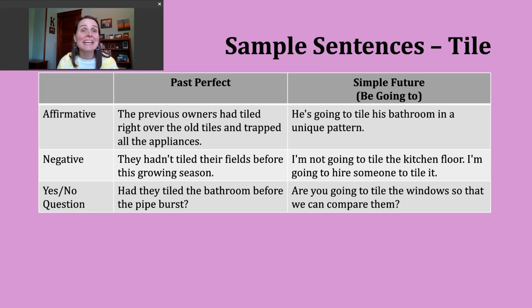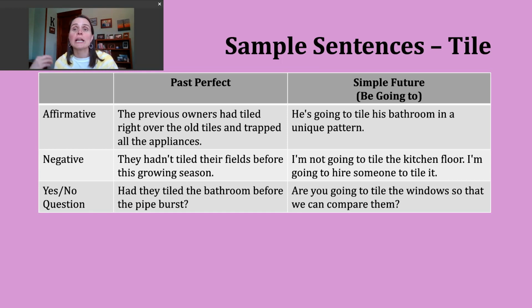Finally, let's look at making a yes or no question in the past perfect. To do this, start with had, then you're going to use your subject, and then the participle form of the verb. Had they tiled the bathroom before the pipe burst? Okay. Again, it's really common to hear or see the word before in past perfect sentences, so that emphasis is on something occurring earlier.